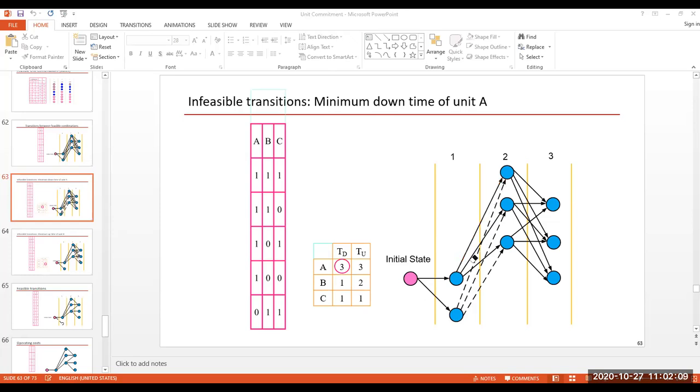Okay, let's see next, from this state to this state. I'm talking about this one now. What is the transition? From 100, I have to go to 110. Only unit B changes. Within 1 hour, unit B can be turned on because it was off here. You see, unit B here was 0, and in this state it is 1. The remaining 1 is still 1, and this 0 is still 0. So you only have to think about the change of status for unit B. In 1 hour, it can go from 0 to 1 because the downtime is 1. So it's a feasible transition.